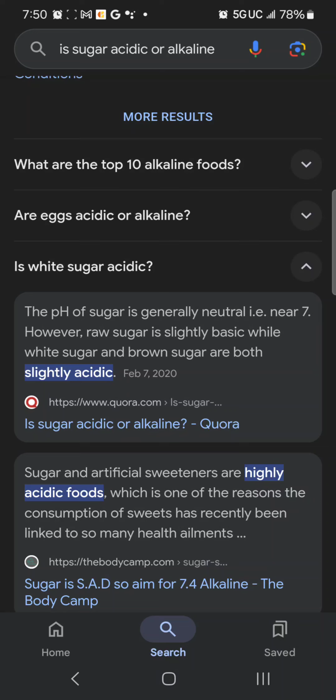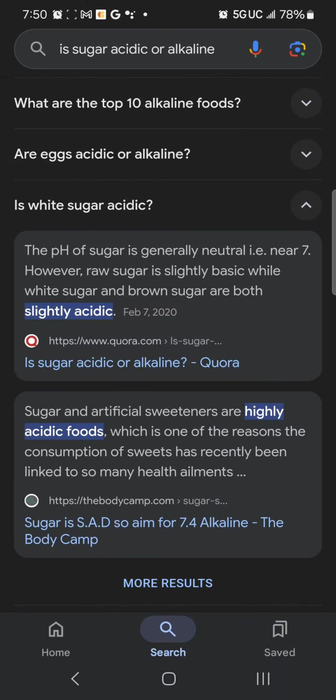It says the pH of sugar is generally neutral, which is not good, near 7. However, raw sugar is slightly basic. That's terrible. And white sugar and brown sugar are both slightly acidic. Not good. Sugar and artificial sweeteners are highly acidic foods, which is one of the reasons why the consumption of sweets has recently been linked to so many health ailments.